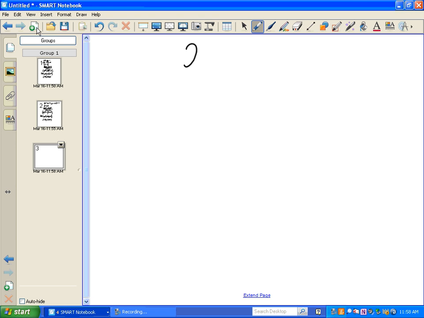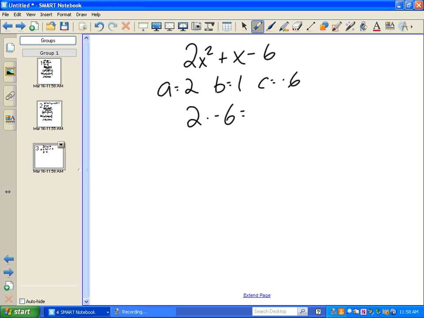Number 3, we have 2x squared plus x minus 6. On number 3, I know it says n. I just replaced the n with x's. A is 2, B is 1, C is negative 6. Next step, Elena, what do we do? All right, Elena, what's 2 times negative 6? Negative 12, good. Next step, what do we have to find, Matt? Pair of integers to do what?